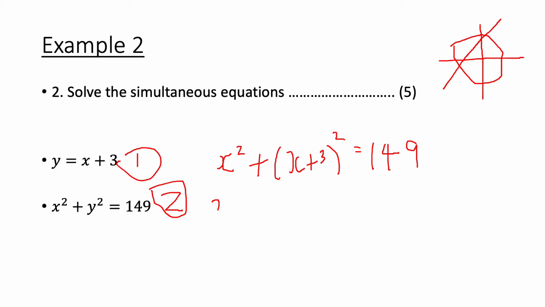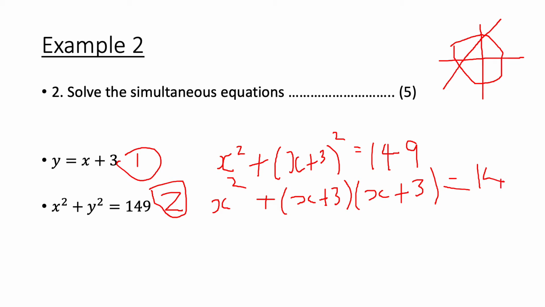So expanding this, I'm going to get x squared. Now expanding this, guys, remember, I'm going to have x plus 3 times x plus 3. Okay, so taking my time here when I solve this. So what am I going to have? Well, I'm going to have x squared plus x squared plus 3x plus 3x plus 9 is equal to 149.